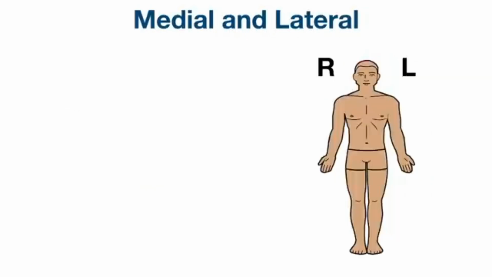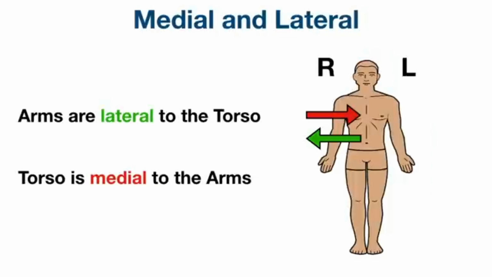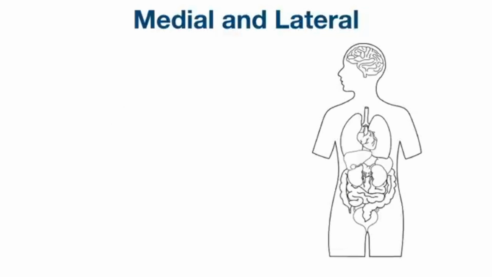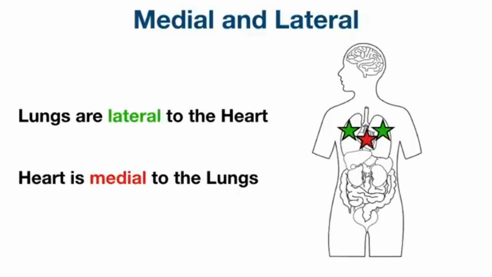If we go back to our original image, we can see the arms are lateral to the torso, and the torso is medial to the arms. We can also use directional terms for internal structures. For example, the lungs are lateral to the heart, and the heart is medial to the lungs as depicted by the image. So hopefully medial and lateral make sense now. Remember, medial is toward the midline, and they both start with the letter M, and lateral is toward the side, and the lat muscles stretch toward the side of the body.